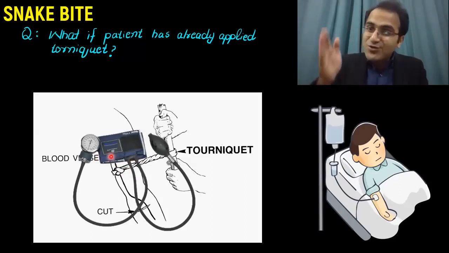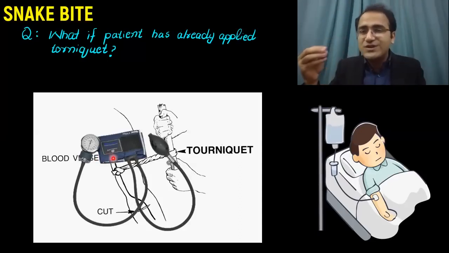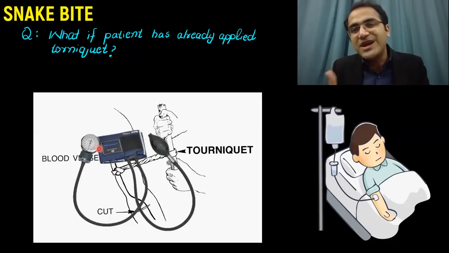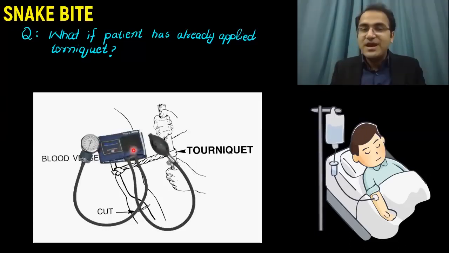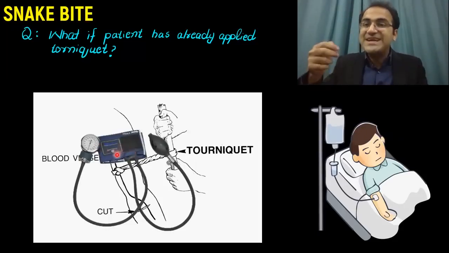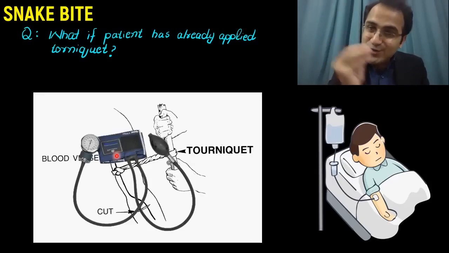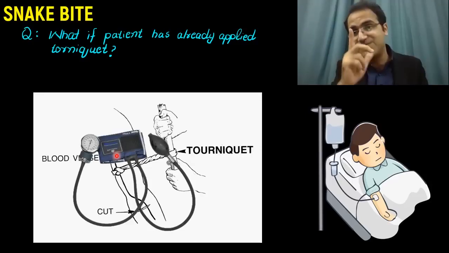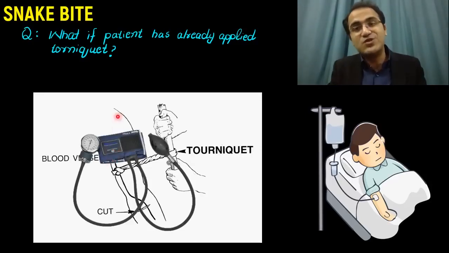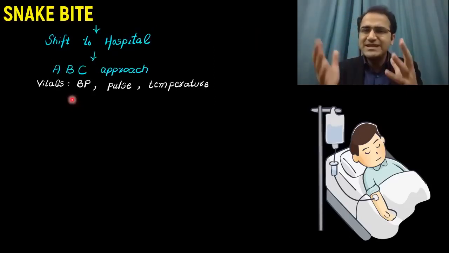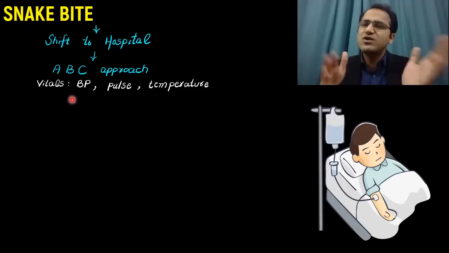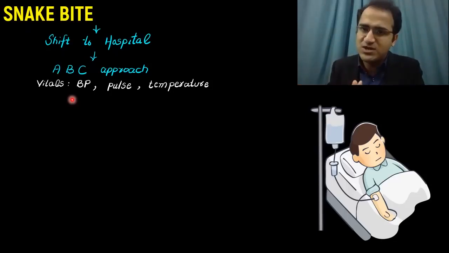Deflating the BP cuff slowly and gradually would cause entry of poison slowly into the body so that the body can cope with it. Inflating the BP cuff and then deflating it over a longer period of time would cause the poison to gush slowly into the body. So that's the purpose of the BP cuff in a patient who has already applied a tourniquet. So this was all the management, cleaning the wound and immobilizing the patient. That's what you do when the patient is outside the hospital.